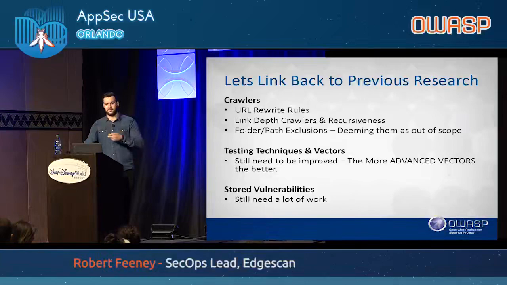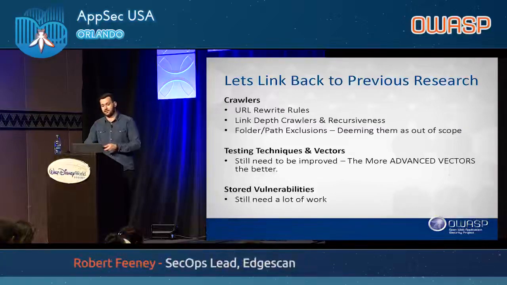So if you go to a shopping cart and there's 1,000 different products, you're really only scanning the same thing 1,000 times. So you can just scan it once or twice, 3 times, whatever. And then you've got folder and path exclusion. So really customization is the key in terms of web application vulnerability scanning tools in regards to crawlers.